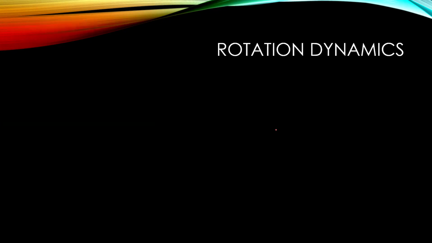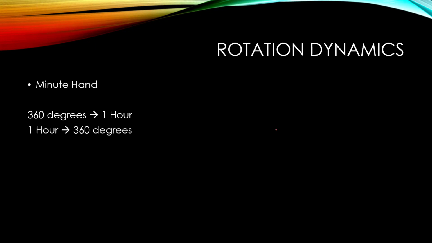So let's get started. First, I shall cover the rotation dynamics pertaining to the minute hand of the clock. You all know that the minute hand of a clock, in order to cover 360 degrees, that is one full rotation, takes 1 hour, right? So let me put it the other way around. In 1 hour, the minute hand covers 360 degrees. You know that 1 hour is 60 minutes. So in 60 minutes, the minute hand will cover 360 degrees, which means in 1 minute, the minute hand will cover 6 degrees.